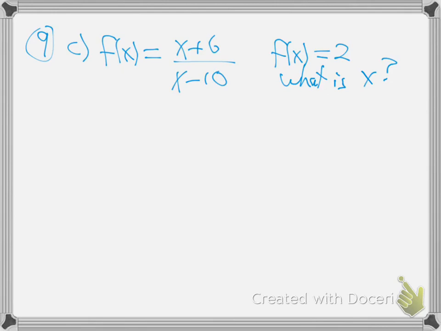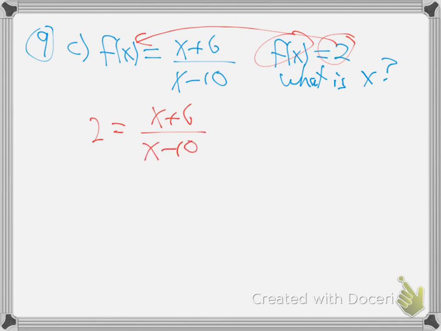So, notice again, it's not x equals 2. It's f of x is 2, so the 2 goes over there, doesn't it? So 2 equals (x plus 6) over (x minus 10). Then how do you solve that for x? Remember when you've got a whole number on one side and a fraction on the other, what do you do?